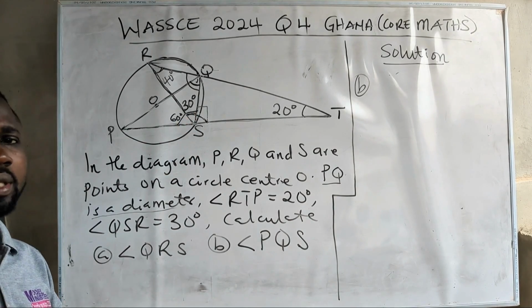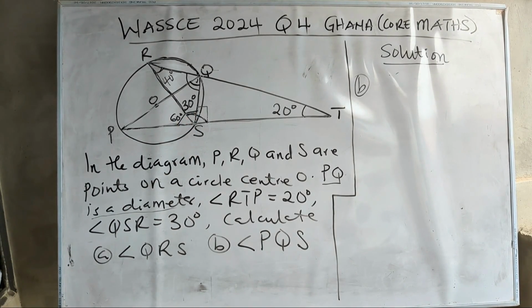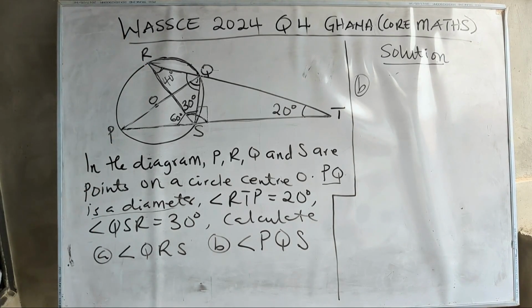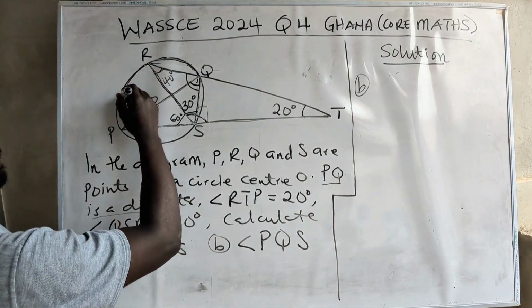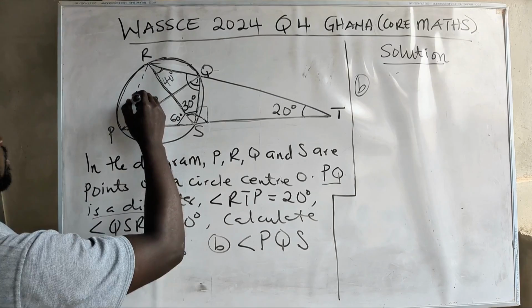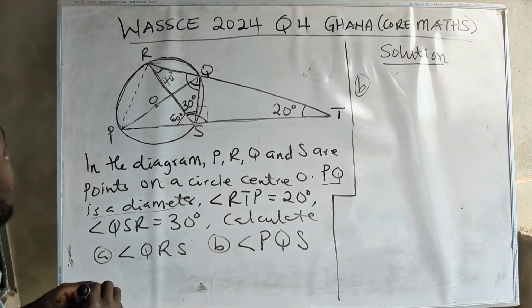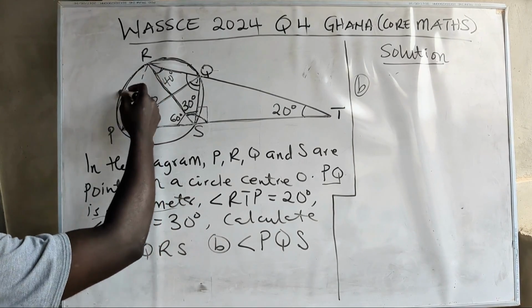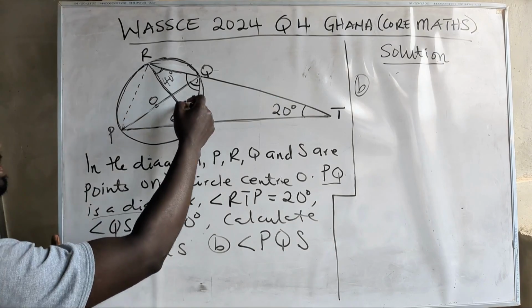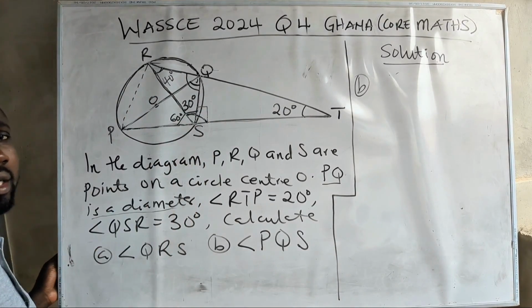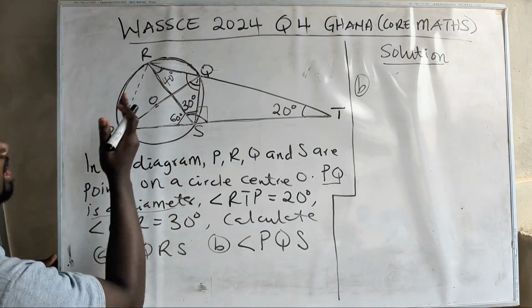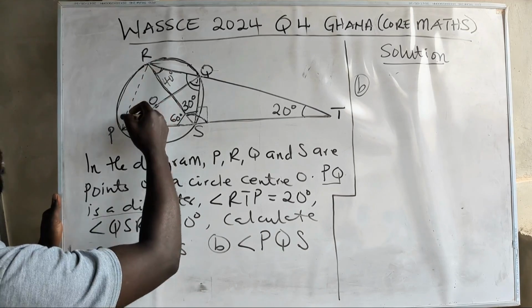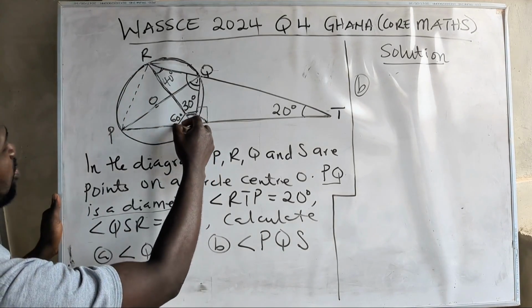And one of the properties is that when we have an arc or a chord, the angles that this particular arc or chord subtends at the circumference of the circle are the same, that is, if they are in the same segment. So from this arc or this chord, I have an angle from here.